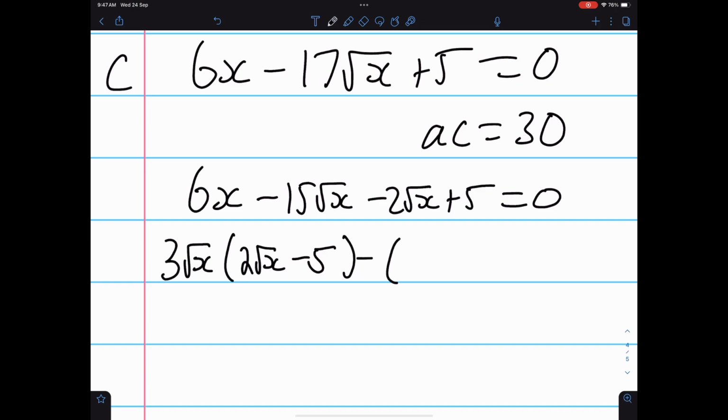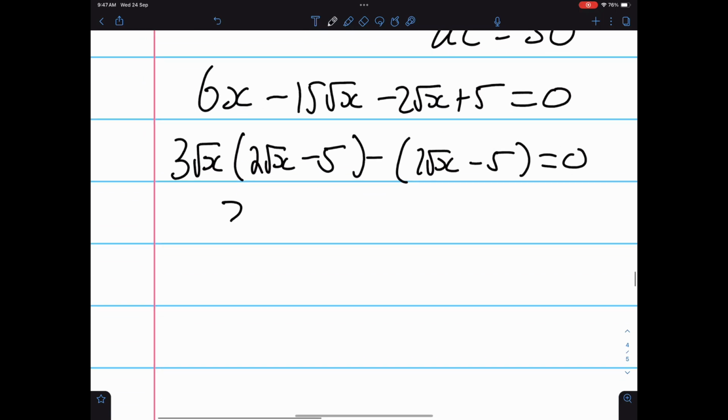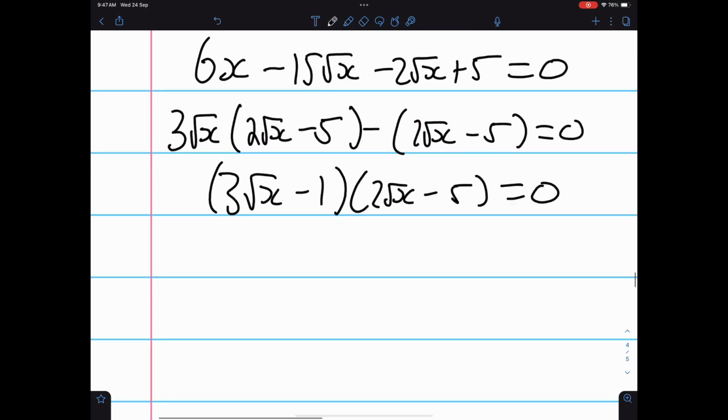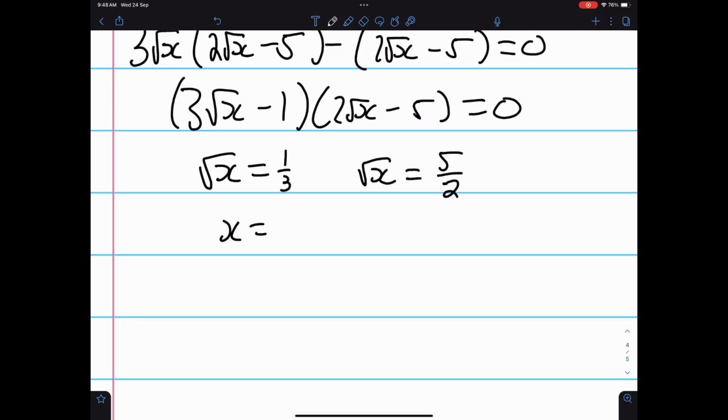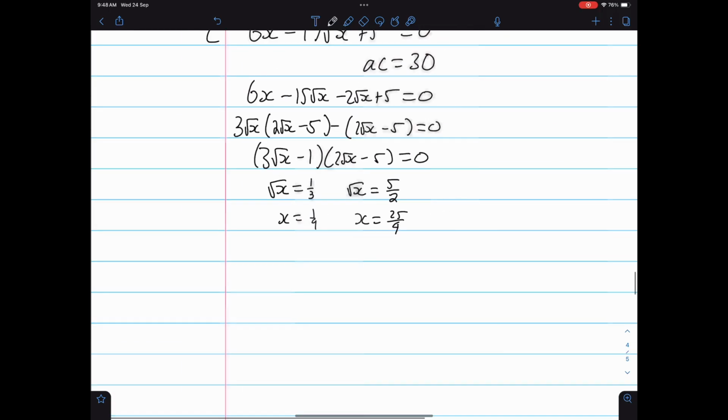And then we're just getting 2 root x minus 5 over here. So we get 3 root x minus 1 bracket 2 root x minus 5 equals 0. So root x will equal 1/3 and then root x will equal 5 over 2. So x will either be equal to 1 over 9 or it will be equal to 25 over 4.